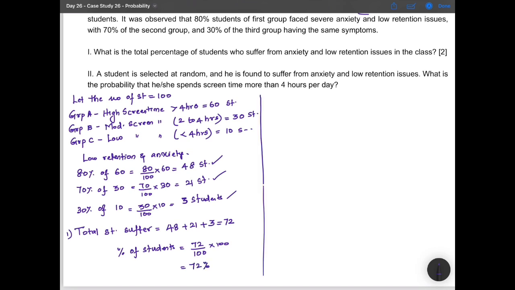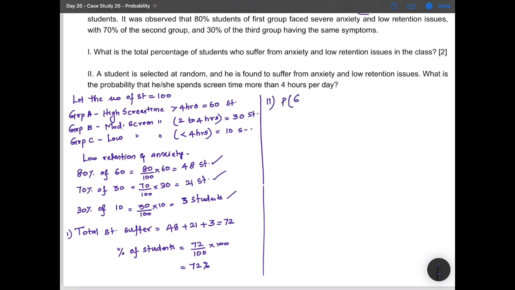A student is selected at random. He is found to suffer from anxiety and low retention issues. What is the probability that he or she spends screen time more than 4 hours per day? That is, given that a student has anxiety and low retention, we have to figure out the probability that they are from group A.